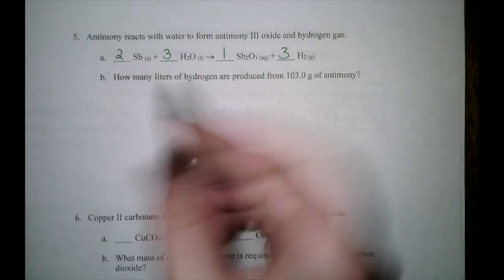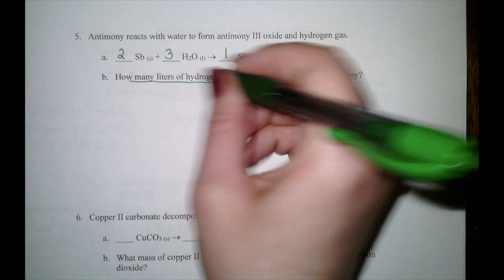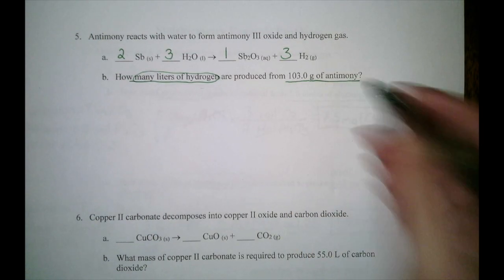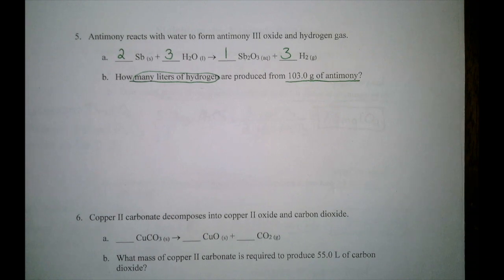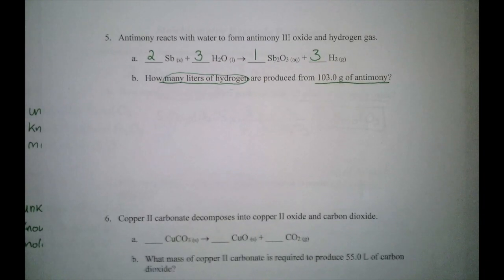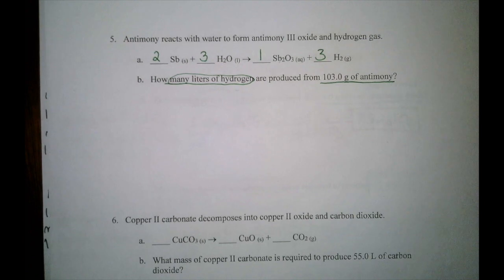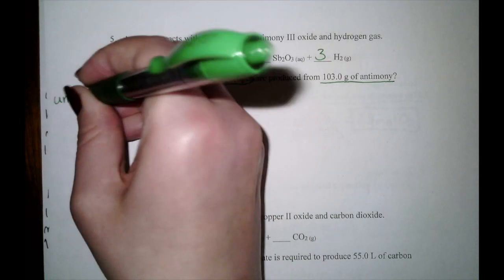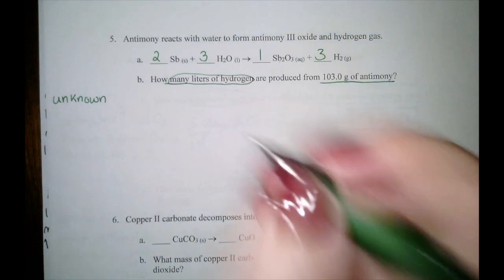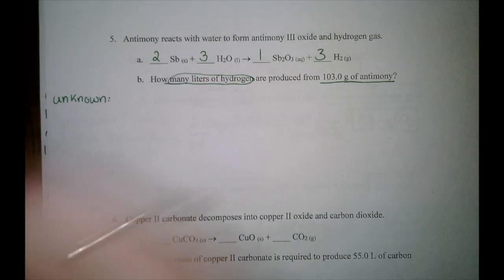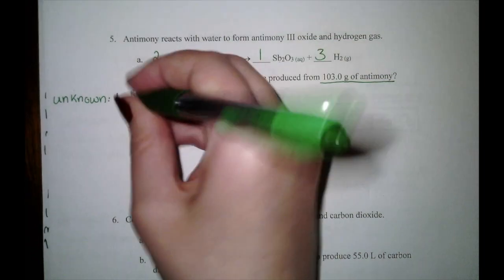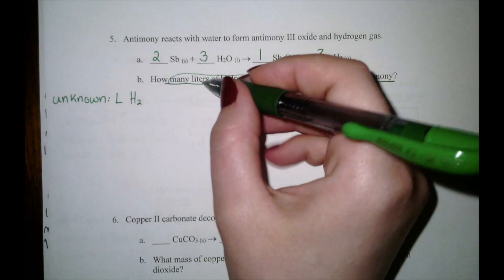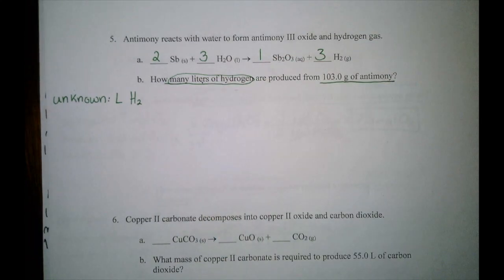Let's look at the question. It says, how many liters of hydrogen are produced from 103.0 grams of antimony. Well, let's identify some knowns and unknowns here. So our unknown is our liters of hydrogen gas. Liters is a unit of volume. We're going to have to use molar volume here.